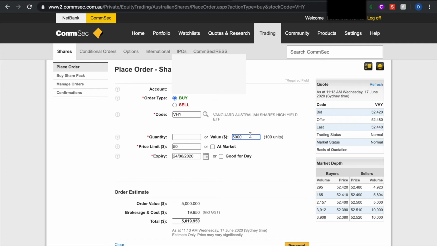So $5,000 would be around $20 brokerage fee, and if you want to invest, say, $20,000, that would be $30 of brokerage fee. Now that's the main difference between SelfWealth and COMMSEC. Obviously they have different features as well in terms of the research and the platform that you could use within the platform. I'll put down the link for both COMMSEC and SelfWealth so you can do your own research and compare those two platforms.